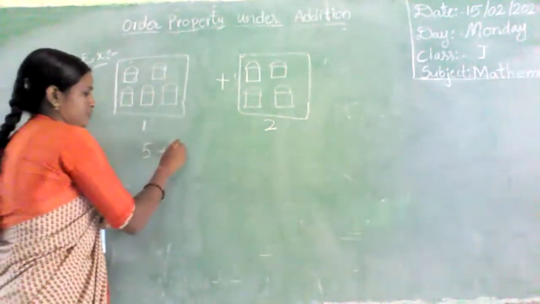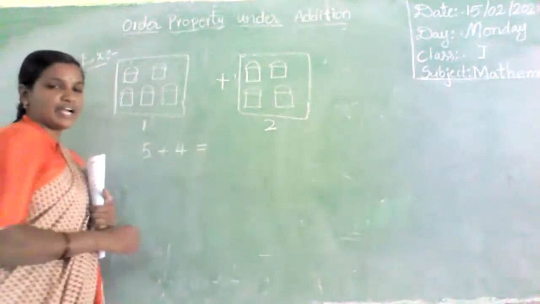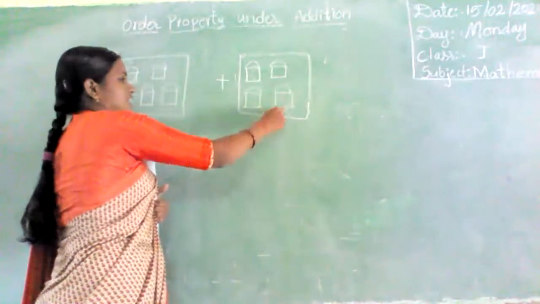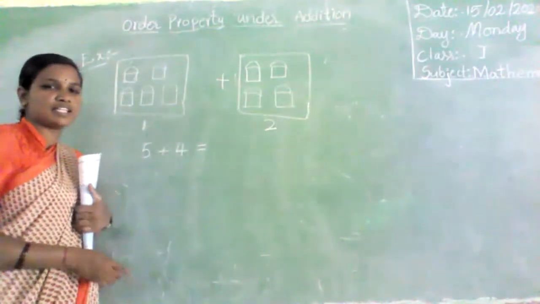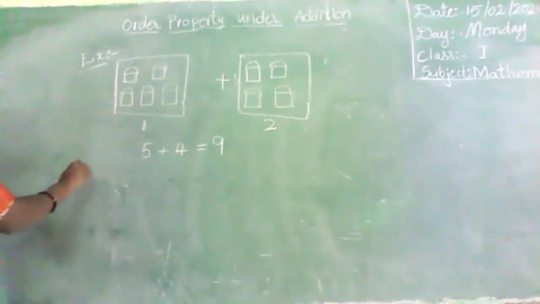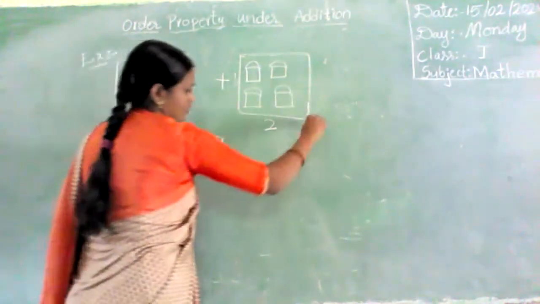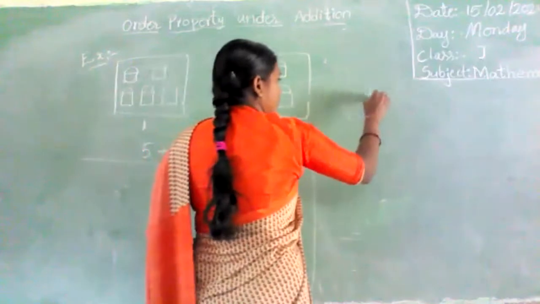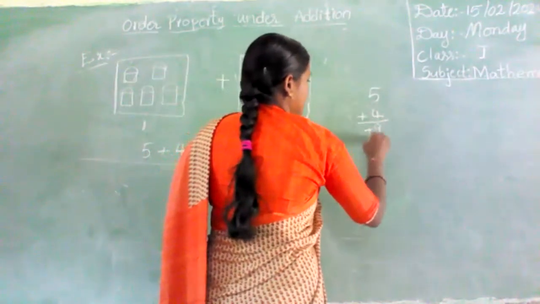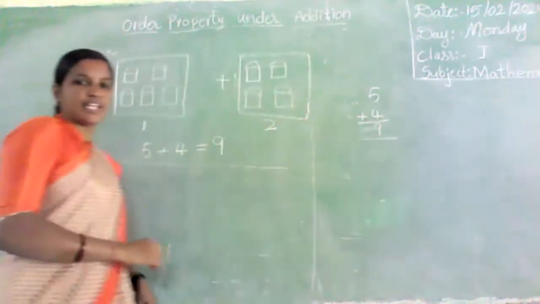5 plus 4. 5, 6, 7, 8, 9. So total how many bags are there? 9 bags. Means 5 plus 4 is equal to 9.